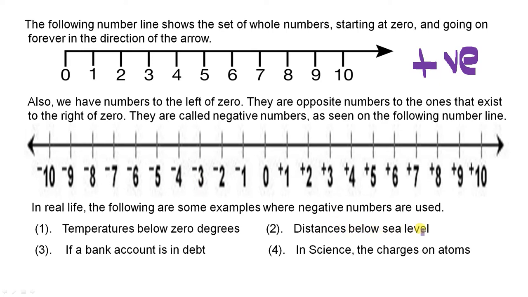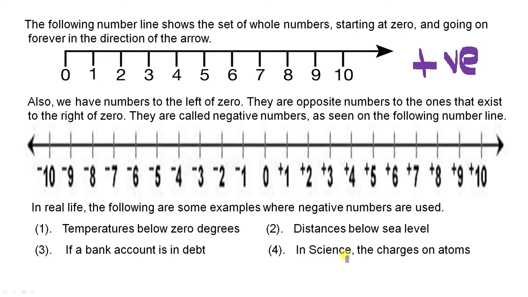Distances below sea level. So if we look at sea level as representing 0, these numbers can be above sea level. These numbers are represented as below sea level. The next example, if a bank account is in debt. So in other words, if there's a bank account and the account is in debt, that means it owes money. Sometimes we use negative numbers to indicate that.